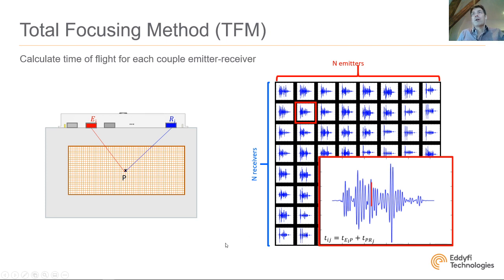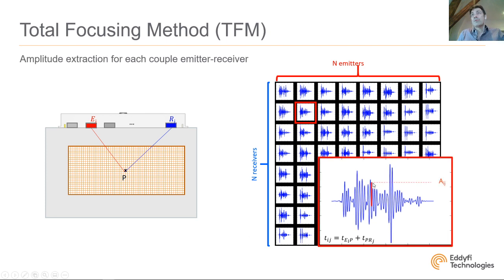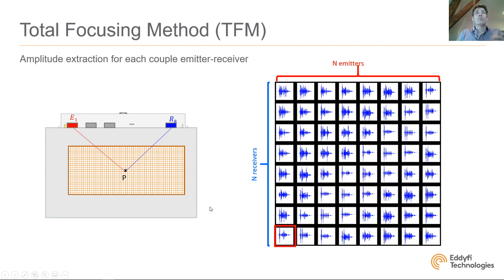From there, we are going to extract the amplitude. So we are only going to keep this amplitude for this emitter and receiver, and we obtain 1 amplitude. Let's take one example. Emitter 1, receiver 8. This is this signal. For this signal, I calculate the time of flight to go from emitter 1 to the pixel and back to receiver 8, and I extract 1 amplitude.